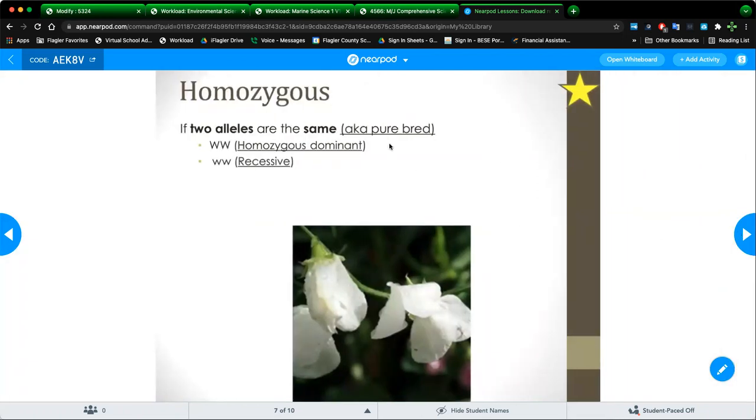Those genotypes are again the two letters, the two alleles. They can be two capital, two lowercase, or one of each, and there's a name for each that you'll see in the problems you're going to get. The first one is homozygous. The prefix homo means the same, so this is when both alleles are the same. You either have two capital W's or two lowercase w's, or whatever other letter represents the trait. The specific letter doesn't really matter.